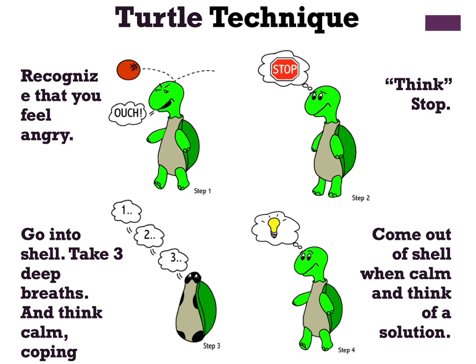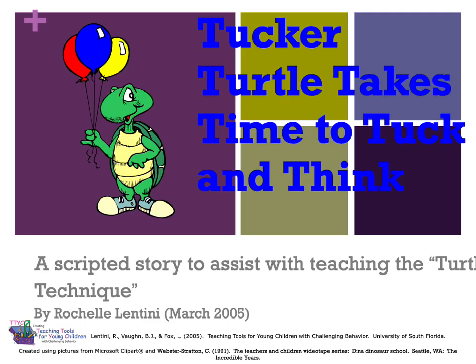The turtle technique introduces 4 different steps children can take. First, recognize that you feel angry. Ouch. Think, stop. Go into your shell, take 3 deep breaths, and think calm coping thoughts. Then come out of your shell when calm and think of a solution. To teach the 4 steps, teachers can use books or manipulatives. The curriculum includes many different materials. And this is the book called Tucker Turtle Takes Time to Talk and Think.